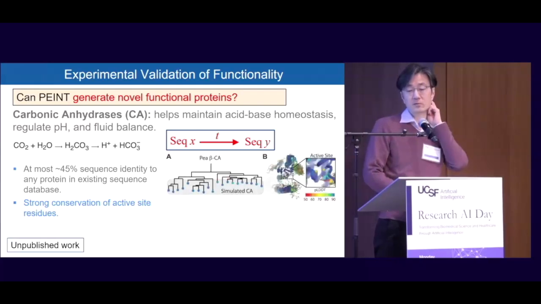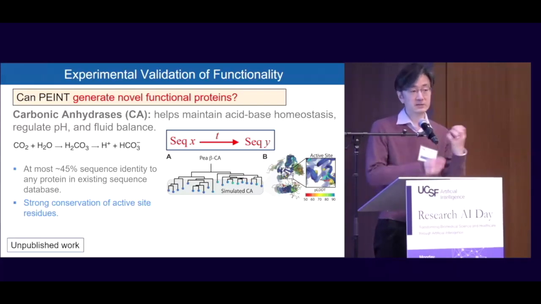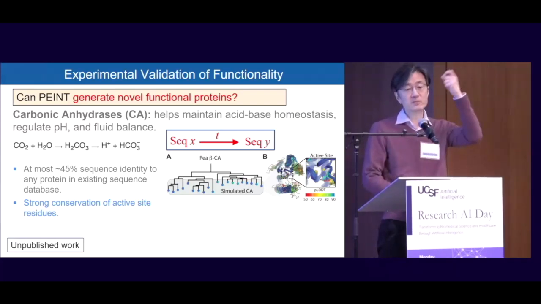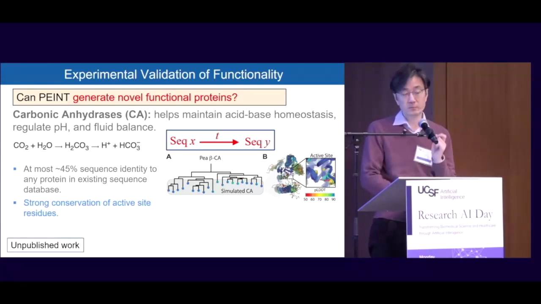And what we have done is to take an existing enzyme, a beta carbonic anhydrase, which is a homodimer, and we tried to simulate evolution on the tree as shown in figure A. And the sequences we get at the leaves are quite divergent from the original sequence. So we got at most 45% identical to any known sequences in the database, not only to the root sequence, but to all known protein sequences. So these are really novel protein sequences.